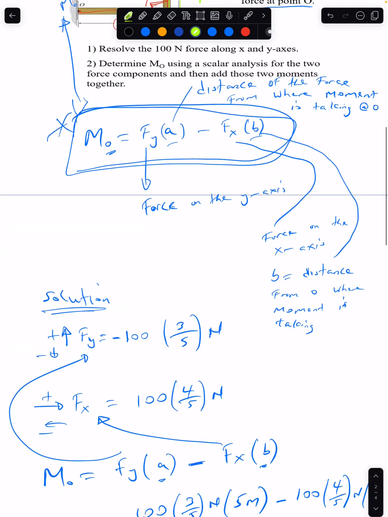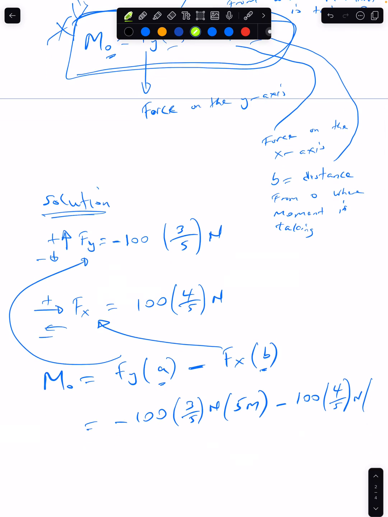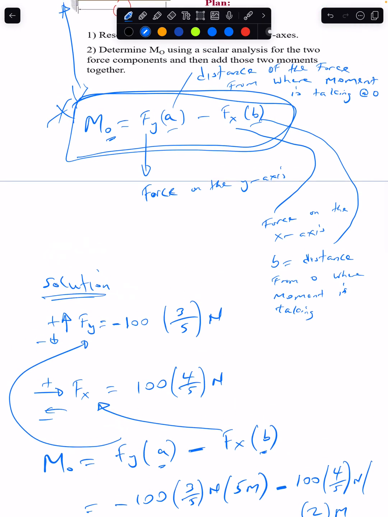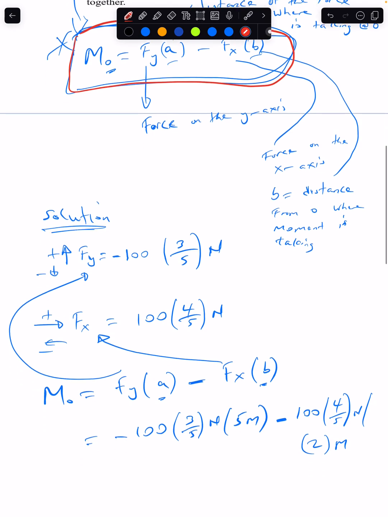I'll change my color of pen, times 2 meters. But this sign stays negative because we are using this formula which was given. I'll explain in class why it is negative at this point.